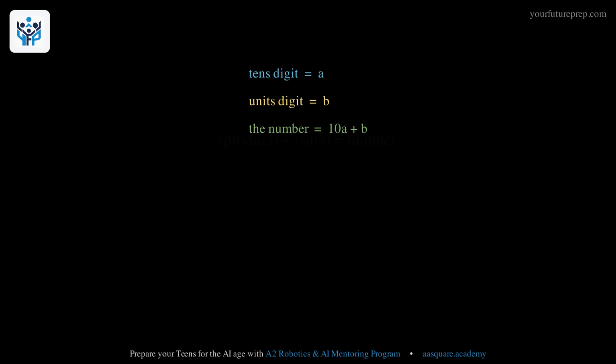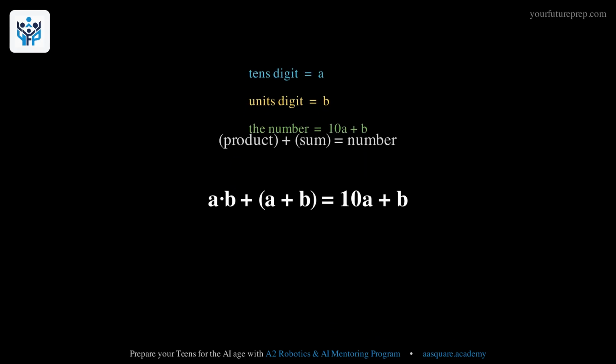Now write the condition. The product of the digits is A times B. The sum of the digits is A plus B. Adding those together equals the number, which is 10A plus B.